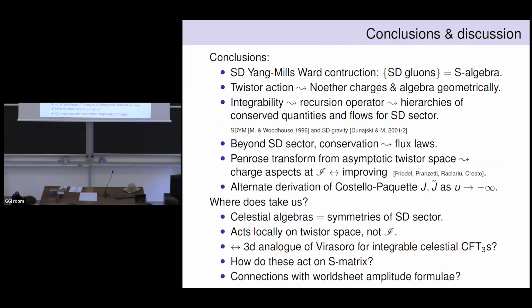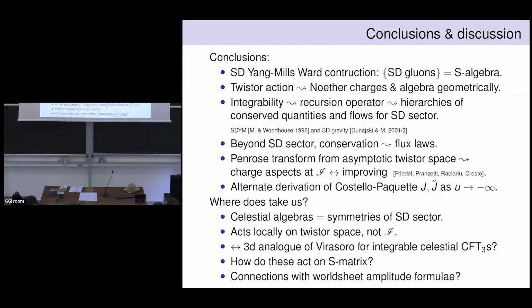Okay, so just to conclude then, the Ward construction, in the same way as the Penrose nonlinear graviton construction, tells you that the Lw1+∞ algebra, which is the gravitational analog of this, corresponds to gravitons by the Penrose nonlinear graviton construction. The Ward construction tells you that the S algebra corresponds to self-dual gluons.